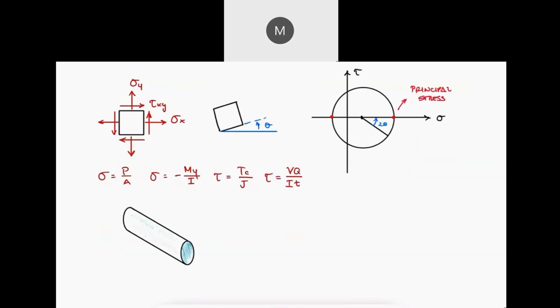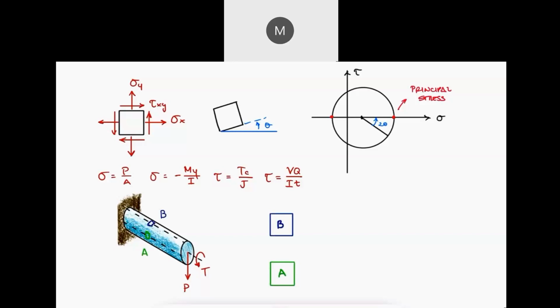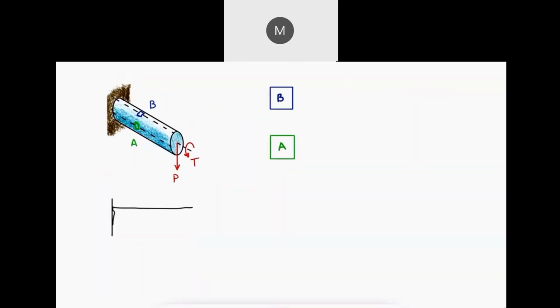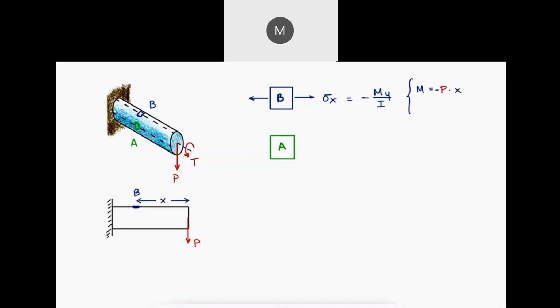For example, for a simple cantilever rod subjected to a point load and torque, we can study the plane stress element on 2 different locations, A and B. We would see that stress element B is subjected to a positive normal stress in the x direction due to the bending moment caused by the point load P. The moment would be equal to P times x, the distance from the stress element B to the point load P. The value for y would be the distance from the neutral axis to the top of the beam, which is the radius of the rod.